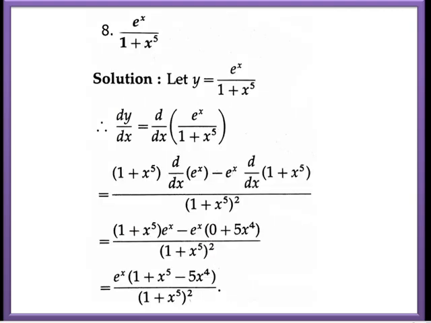Now this is again a simple one. Application of quotient rule. Denominator into derivative of numerator. What is derivative of e raised to x? e raised to x. What is derivative of 1? 0. What is derivative of x raised to 5? 5x raised to 4. Now e raised to x can be taken common from numerator. See, this is the final answer.